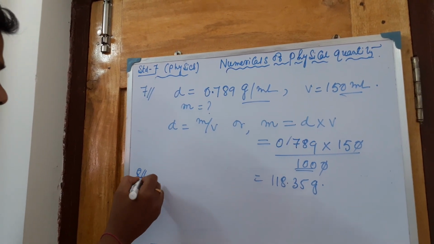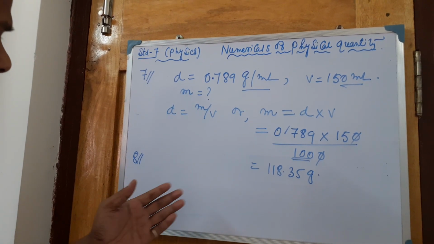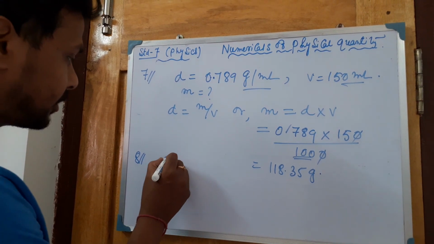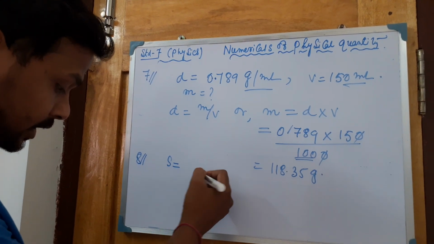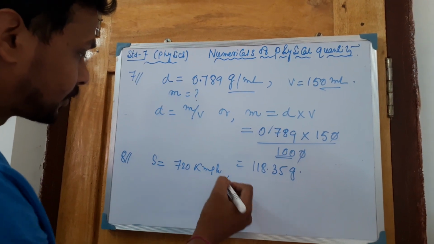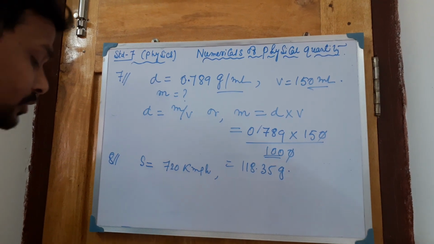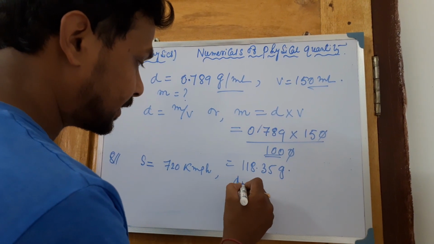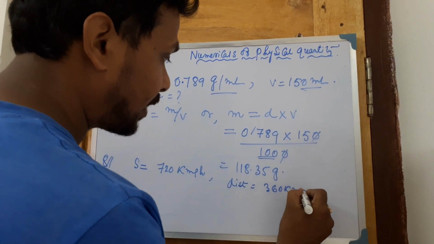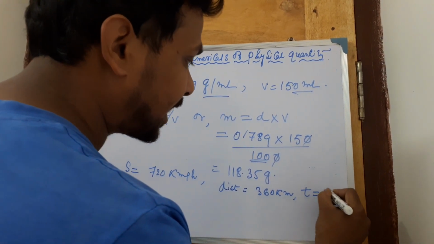Now come to question number 8. An airplane flies, and this is related to the speed of a body. An airplane flies at a constant speed. The speed of the body is given as 720 kmph. How long will it take to travel a distance of 360 kilometer? How long it will fly means you are going to calculate the time.